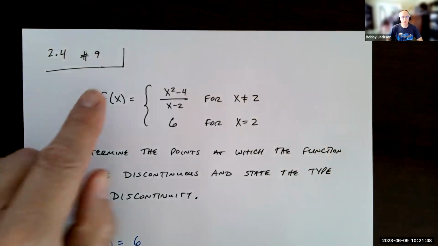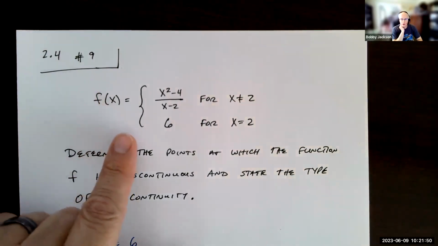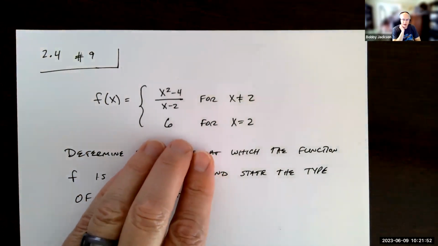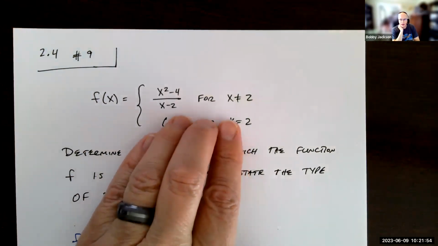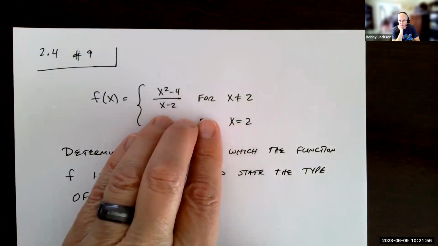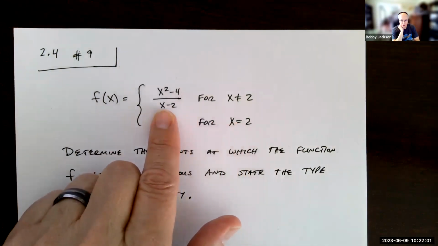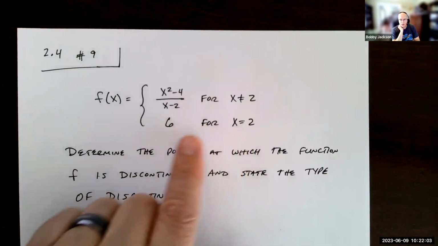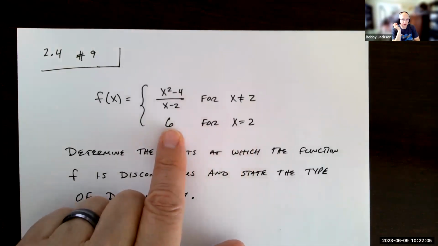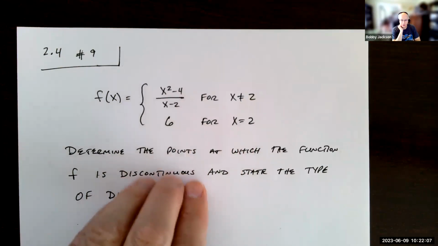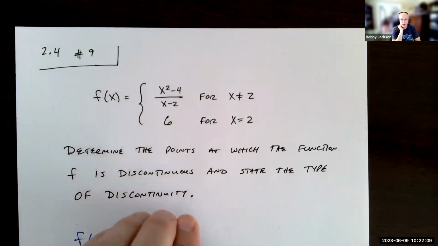Okay, everyone, we're going to look at number 9 in section 2.4. We have this piecewise defined function. For values of x not equal to 2, it's equal to this expression, which is good because this expression is undefined when x is 2. But for when x is 2, we're going to have the output just be equal to 6. We're going to determine the points at which the function is discontinuous and state the type of that discontinuity.